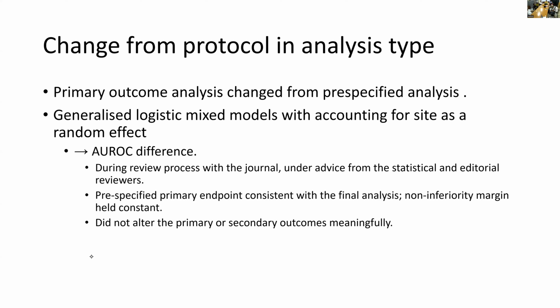They did change the analysis type for their primary outcome. It was supposed to be a generalized logistic mixed model accounting for site as an effect. Then they changed it to the difference in AUROC. They said they did this after discussing with the journal's statistical and editorial reviewers, and that the pre-specified primary endpoint was consistent. Using this model or the AUROC, the result was the same and did not alter the result. So they clearly said that even though they changed the method of analysis, the result didn't change, and this is why they changed it.